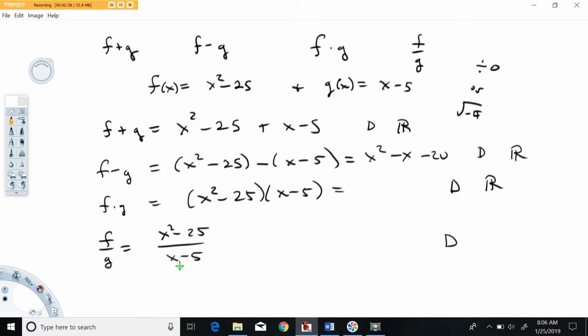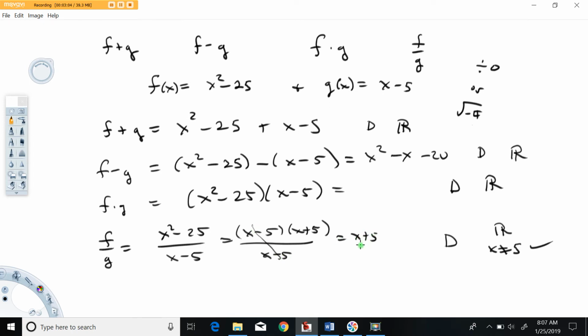So our domain is, there's lots of ways to write it. Let's write it like this. It's all real numbers except x cannot equal 5. That's important. Everything other than 5. Now, this does simplify. Right? The numerator here factors into x minus 5, x plus 5, and then don't forget we're over x minus 5. These do cancel, and this is equal to x plus 5.